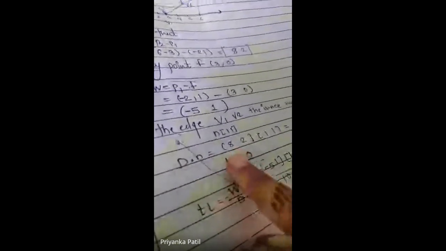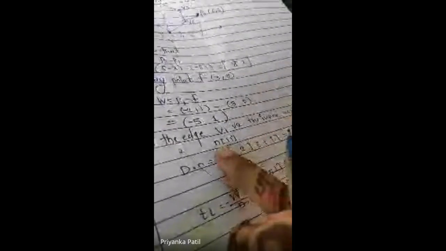For this, we can calculate the D dot N. So what is the value of D here? 8, 2. And what is the value of N here? 1, 1. So we get the product as 10. So we can compare: 10 is greater than 0. So we can execute this step here.